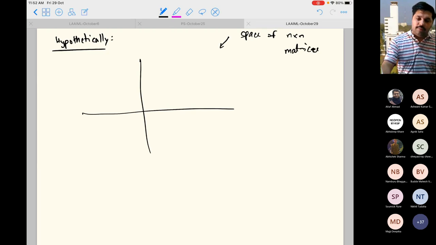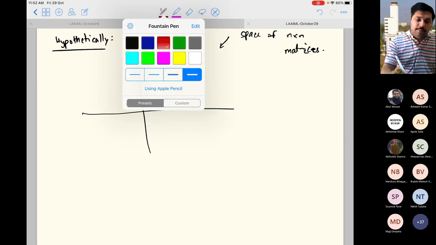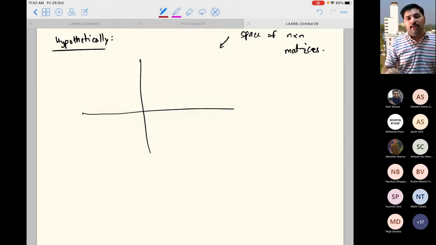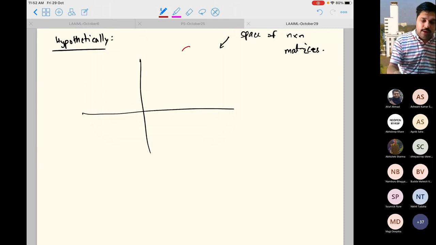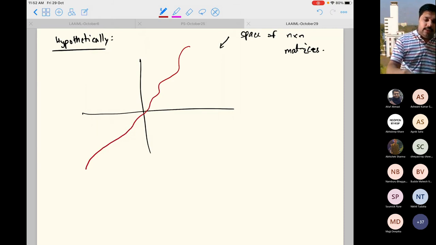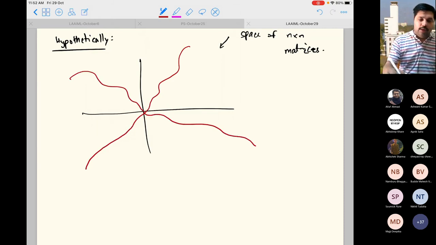Hypothetically, if this is the set of all n by n matrices, then the set of matrices which are not invertible possibly looks like this. Something like this. I really don't know how it looks. The geometry of this set is a very challenging, important, and not fully solved question in mathematics till today. But roughly it looks like this.